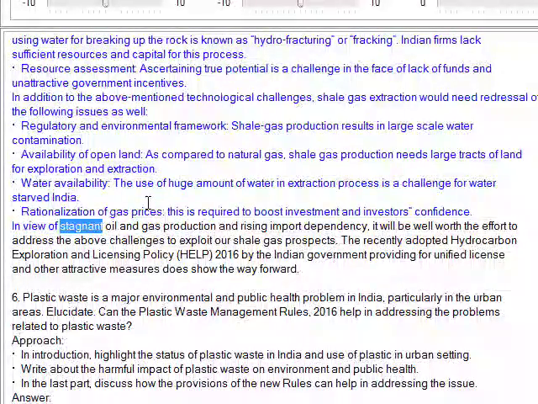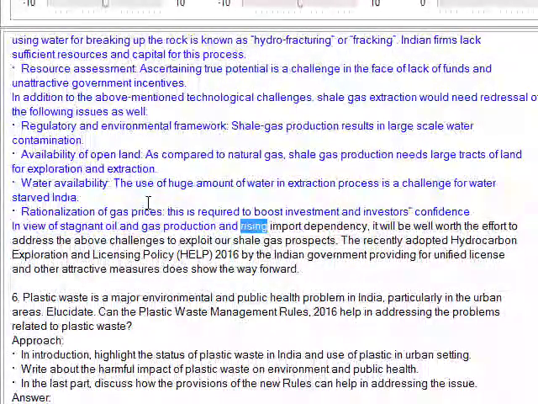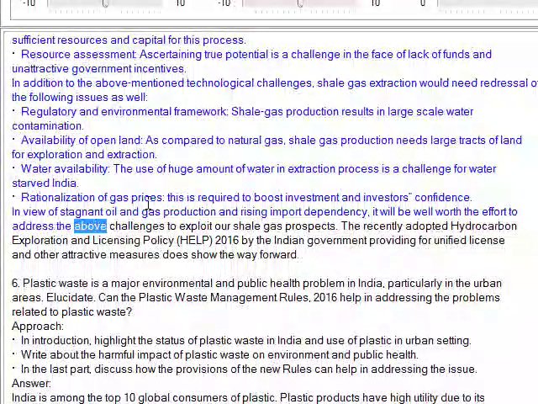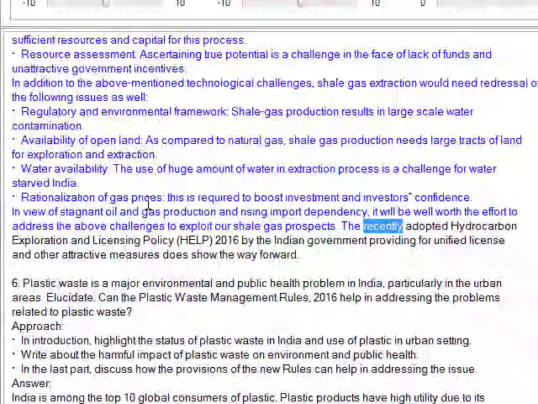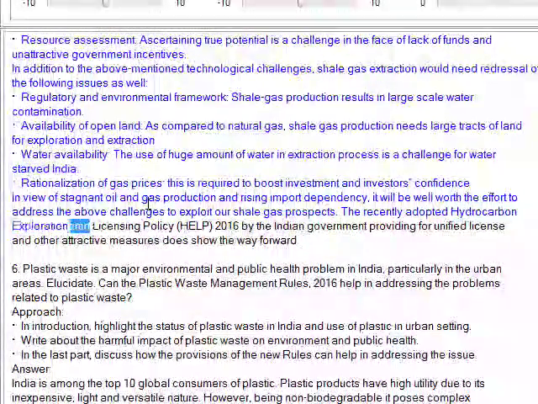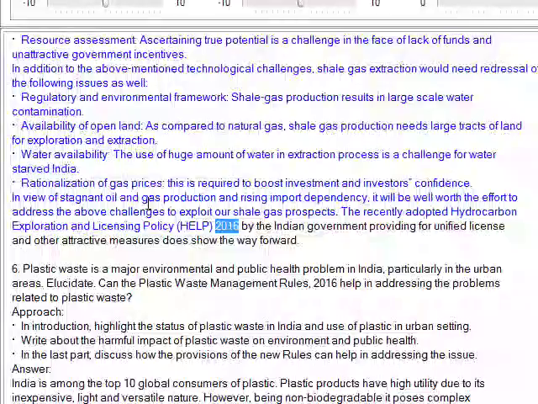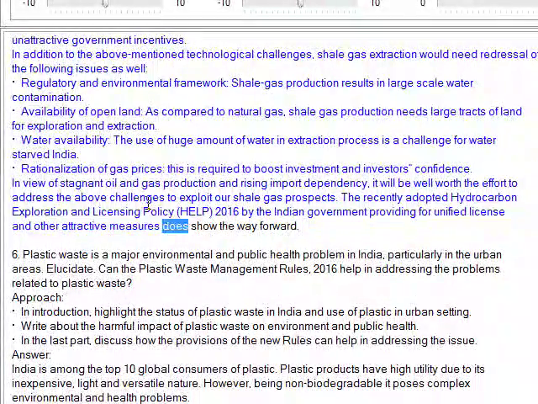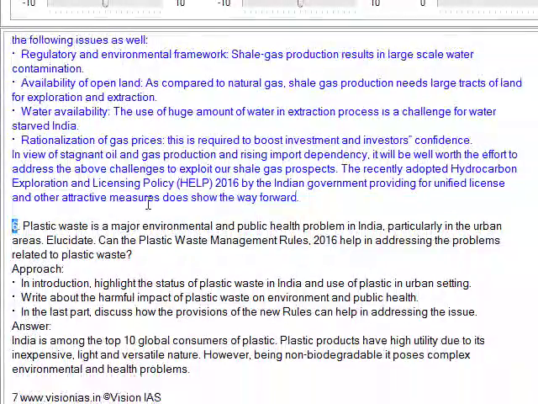In view of stagnant oil and gas production and rising import dependency, it will be well worth the effort to address the above challenges to exploit our shale gas prospects. The recently adopted Hydrocarbon Exploration and Licensing Policy, 2016, by the Indian government, providing for a unified license and other attractive measures, shows the way forward.